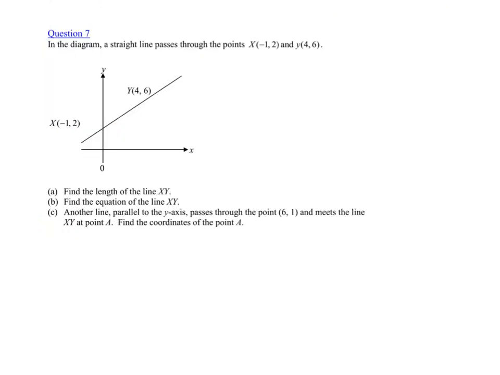Question number 7. Now this question will be your offline homework for the day. But before I let you do it on your own, I'm going to go through a little bit of the questions over here. So now in this diagram, a straight line passes through the point X to be (-1, 2), and the point Y to be (4, 6). So maybe this is Y (4, 6), I'm not sure. Find the length of XY.